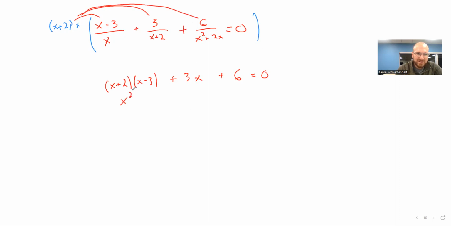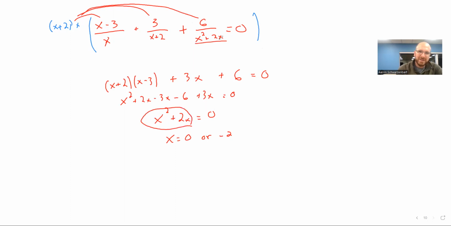So x squared plus 2x minus 3x minus 6 plus 3x equals 0. x squared plus 2x equals 0. Well, that's a problem. x equals 0 or negative 2 is what I get.